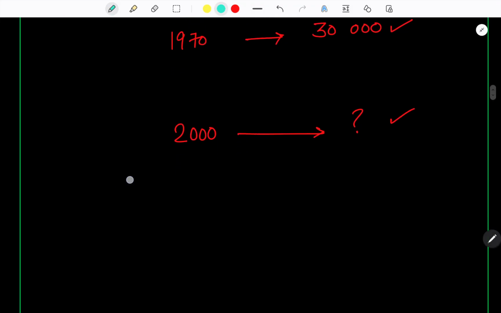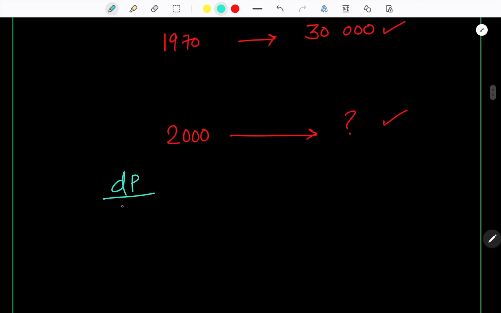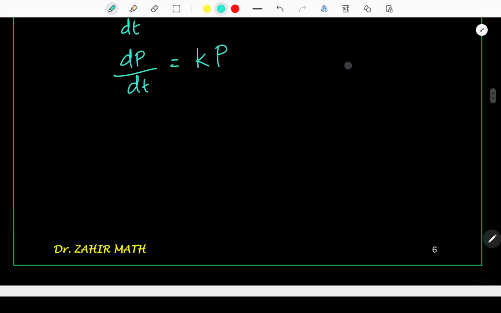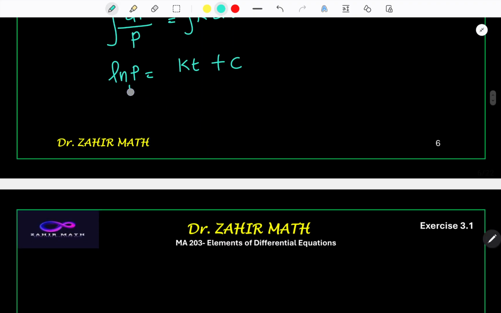What did I say? For any differential equation, you just take the population growth model. dP by dt is proportional to what? P. So dP by dt is equal to kP. Using variable separable, dP divided by P equals k times dt. Now we are going to integrate this. ln P is equal to kt plus c. ln is locked, P is locked inside ln. So pick and tick rule, there is an e here.